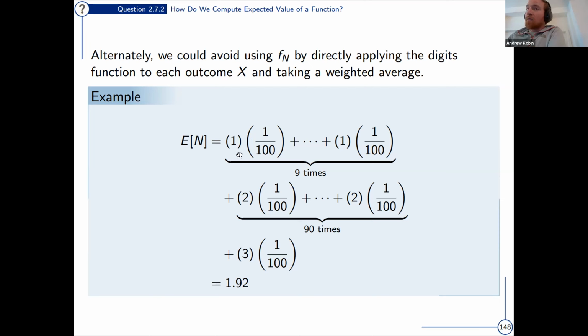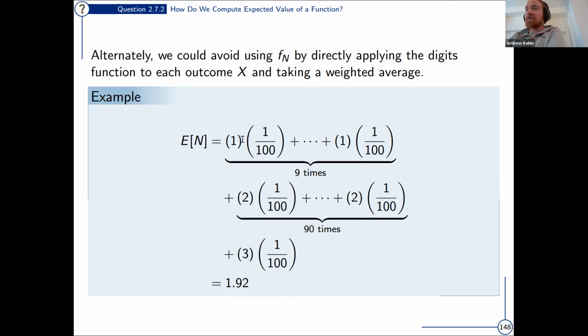So what's really going on in this formula is that we take each of the possible values, and here we want to convert them to their number of digits to get an expected value for N. The numbers 1, 2, 3, all the way up to 9 have 1 digit. That's why you see a 1 in parentheses here, and they each have a 1 in 100 probability of occurring. The next 90 numbers on the list have 2 digits, so from 10 all the way up to 99, they each get a 1 out of 100 probability since it's a uniform discrete distribution. And finally, 100 has 3 digits, so it's going to show up last with also a probability of 1/100th. If you add these up, you'll get the same answer, 1.92.